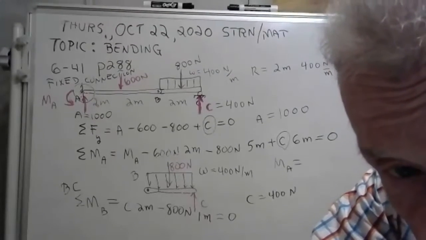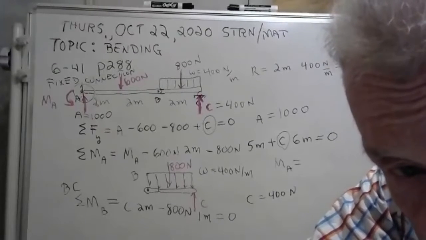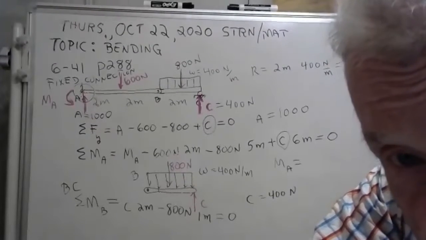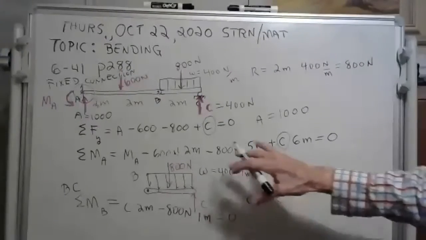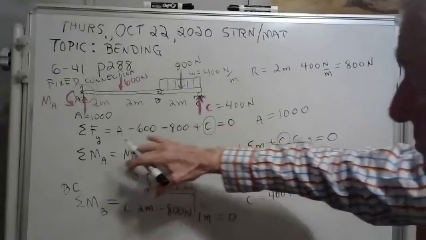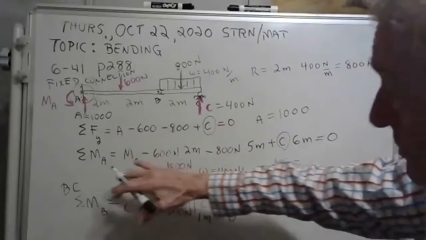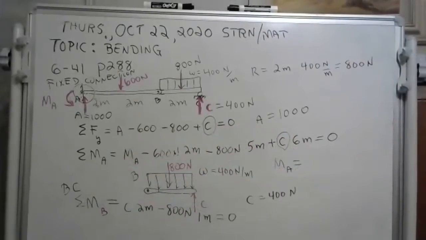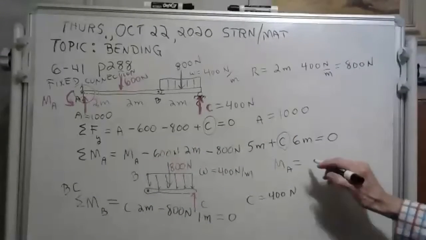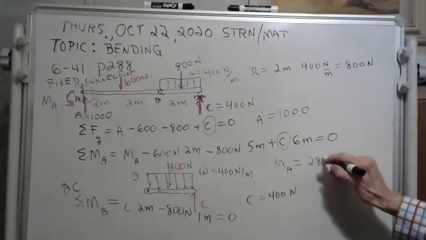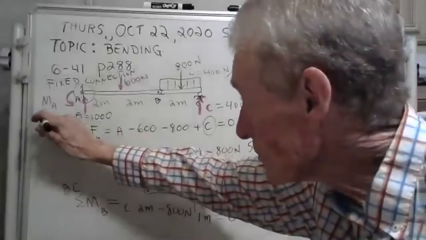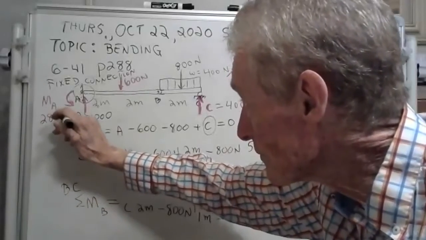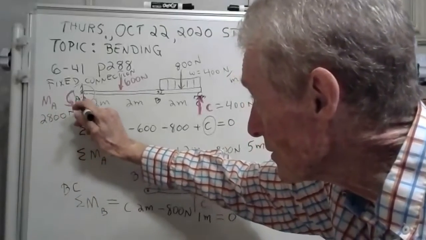Let me go to one of my excellent students here. Samuel, unmute and say hello, please. Hello. Samuel, have you plugged in this C, which is 400, and solved for that external moment? I got 2,800 Newton meters. That's what I got. I got 2,800. Good going, Samuel. Newton meters. Hey, we got it. It's 2,800 Newton meters.